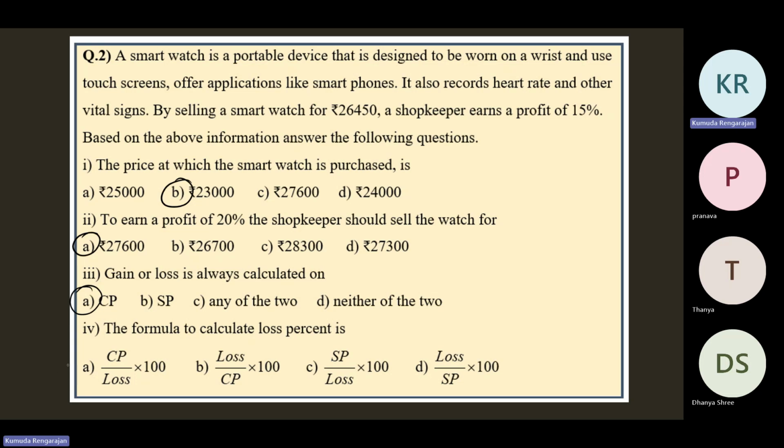The formula to calculate loss percent is option B: loss by CP into 100. You can see it's always calculated on the cost price. Correct. Very good.